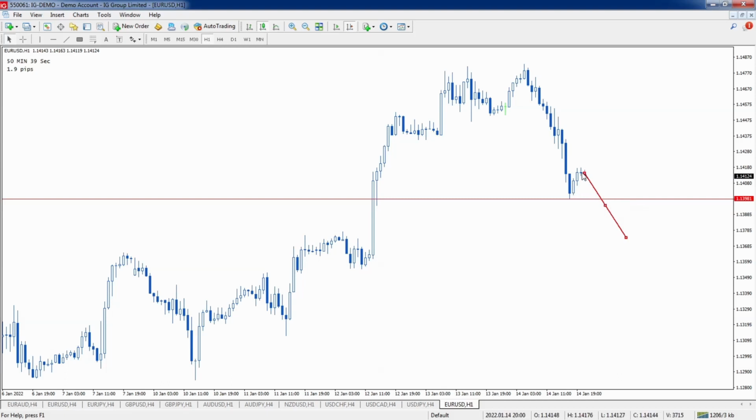If this correction was a little bit bigger, if it continues to move up, then I could be looking for an opportunity to go short up in this area here and take it to this area of support and then maybe a little bit beyond it.